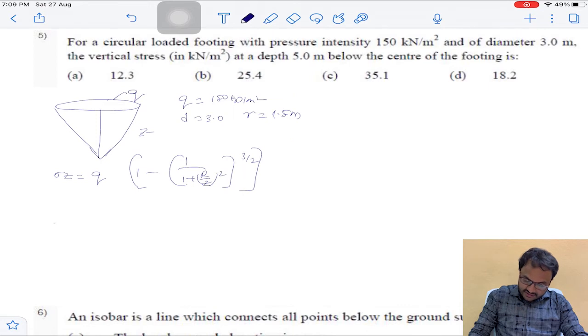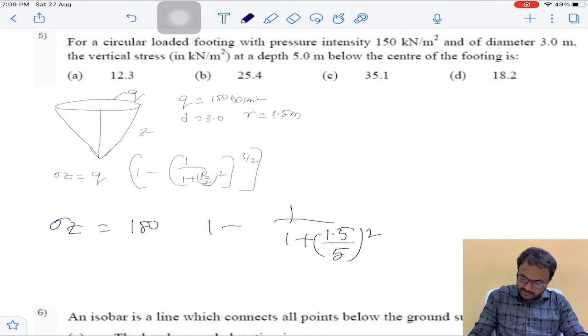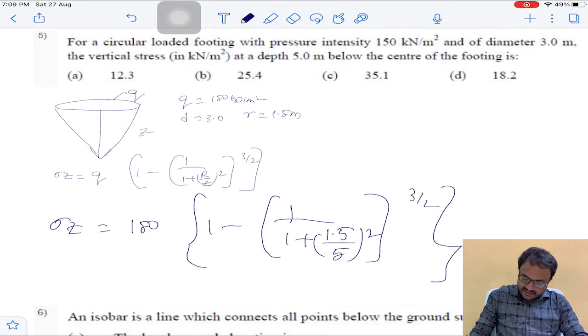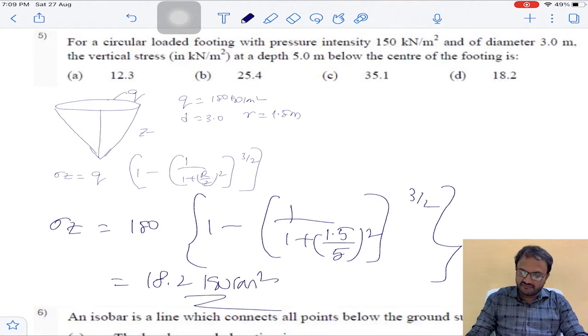So sigma z is equal to Q, which is 150, into 1 minus 1 by 1 plus (R is 1.5 meter, Z is equal to 5 meter) whole square, whole power 3 by 2. So you will get 18.2 kilonewton per meter square. Clear? So the answer is D for question number 5.